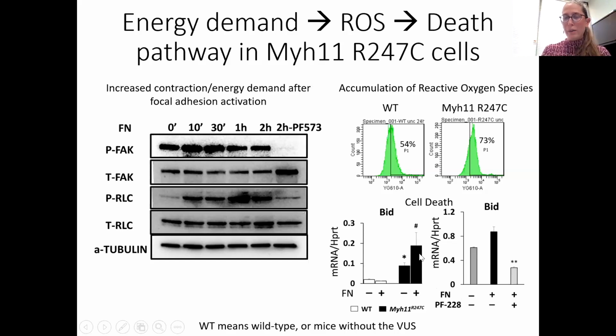And if you add the fibronectin to activate the focal adhesions, the cell death marker increases even more. Over here, these are just the cells with the VUS showing the same thing at baseline when you activate the focal adhesions. And this is where we use the same inhibitor as we used over here to block activation of the focal adhesions. And it also prevents that cell death marker, which again tells us the direction of the arrow: that activated focal adhesions are leading to increased cell death.